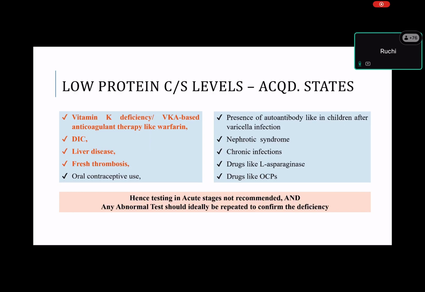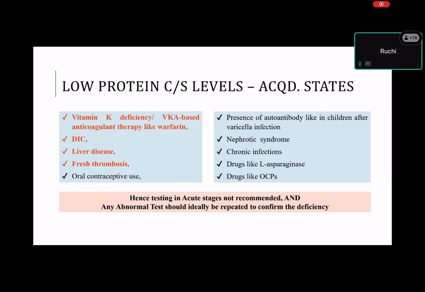So when we get an abnormal report, what we do is write: please note that the protein C level is this much. Suppose it is reduced, like 10% or 20%, but please note that if sampling has been done in an acute stage, or if the patient is on any kind of anticoagulant therapy, then the results are likely to be erroneous, and a fresh testing is required after at least 3 to 6 months, or 3 to 4 weeks after stopping the anticoagulant therapy.